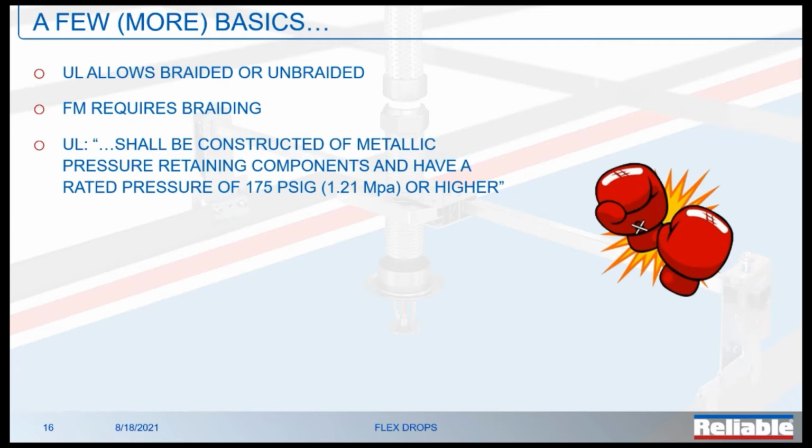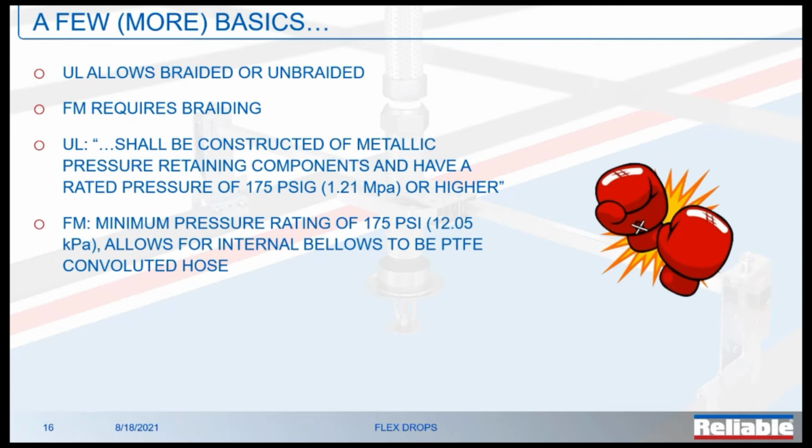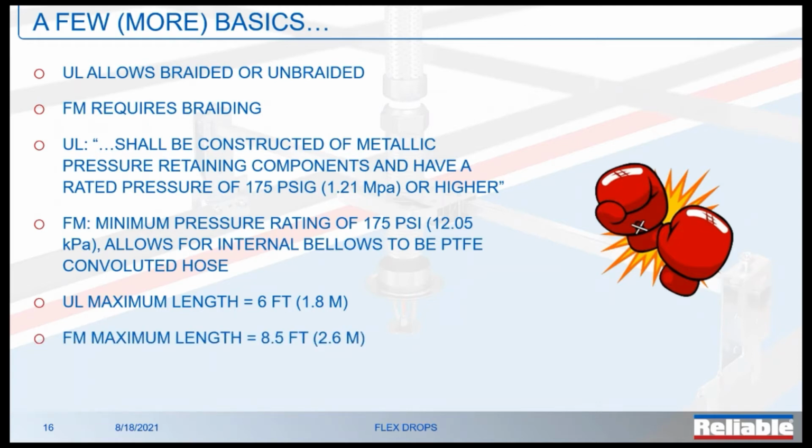It's going to be rated to a minimum pressure of 175. FM, on the other hand, again, 175 PSI, but they would allow for a PTFE convoluted hose on the inside of the braid. I don't know if there are any out there. Most of the time it's stainless steel, but in any case, FM would allow that. UL maximum length 6 feet, FM maximum length 8.5 feet. So a little bit of difference there, not really too much to worry about.